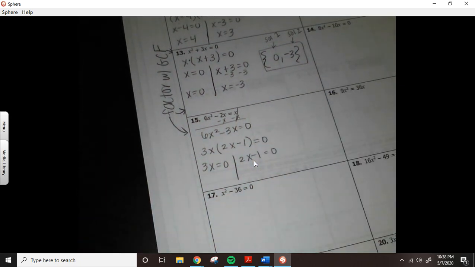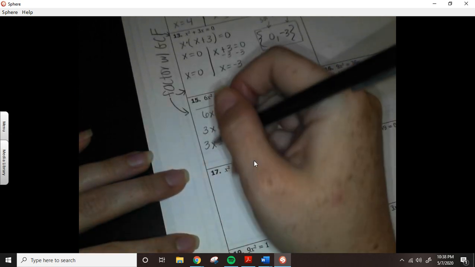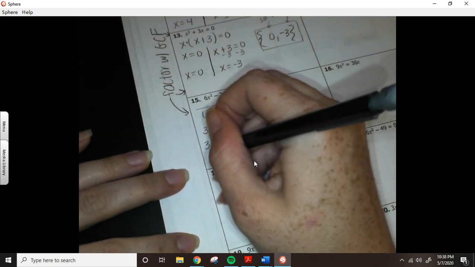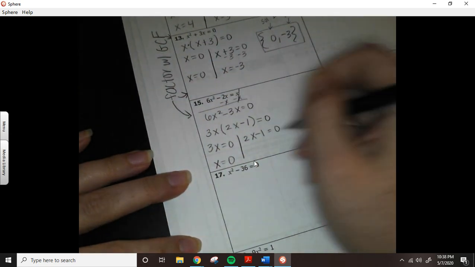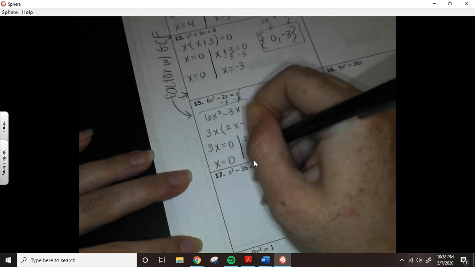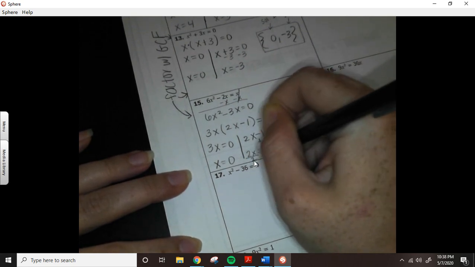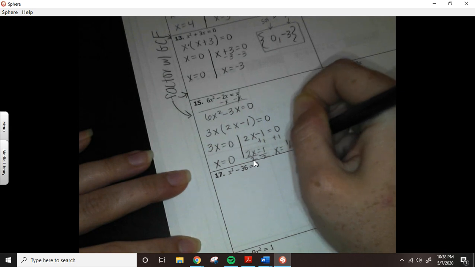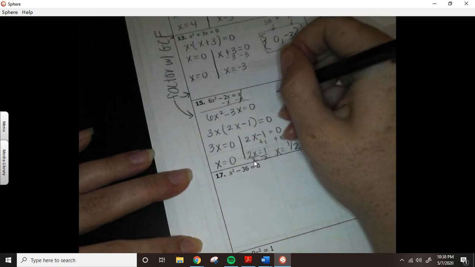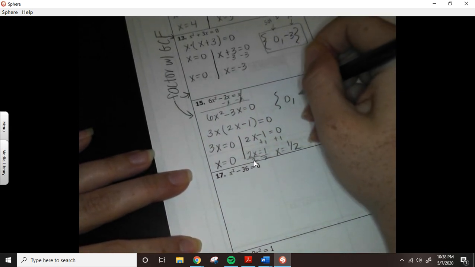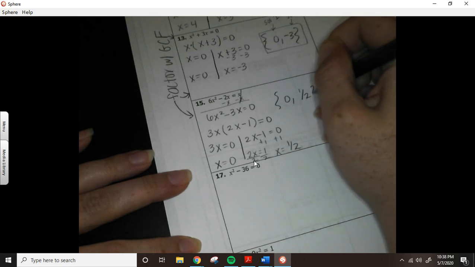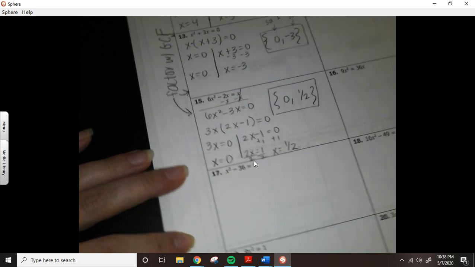Now we've got a two-step equation here, so that's a little bit different. This one's easy. When you divide by 3x, it's just equal to 0. This one you add 1, and then divide by 2, x is equal to 1/2. So in this problem, we get 0 and 1/2 or 0.5, whatever you want to use.